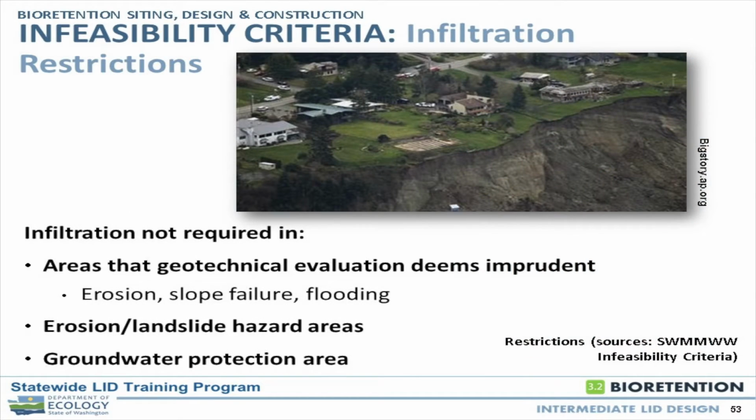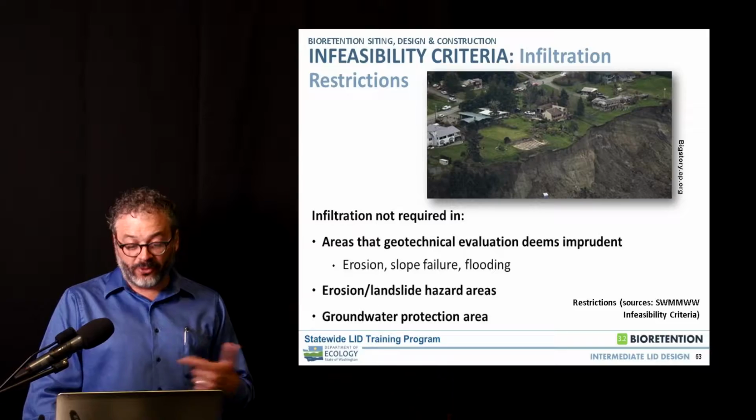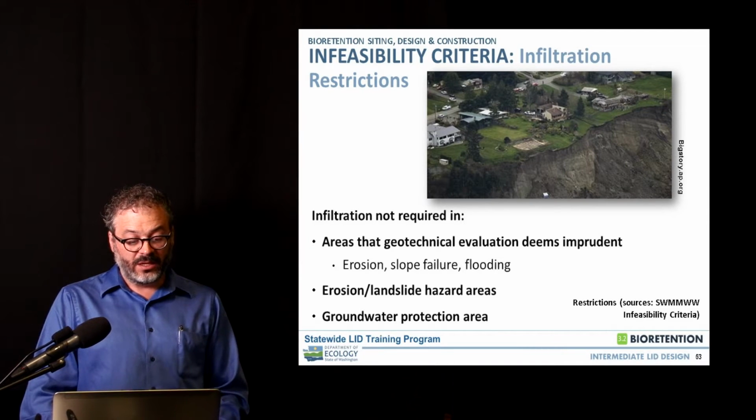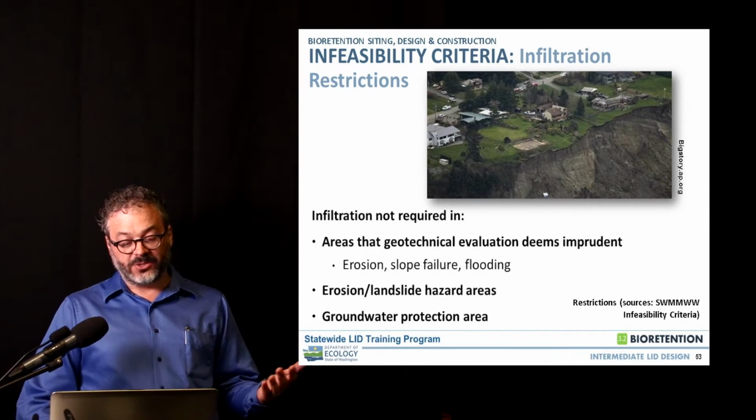Another infeasibility criterion is around slopes. As we know, introducing a lot of water into native soils around certain slopes can lead to instability. So horizontal separation to slopes for infiltrating facilities is key, as well as landslide hazard areas.